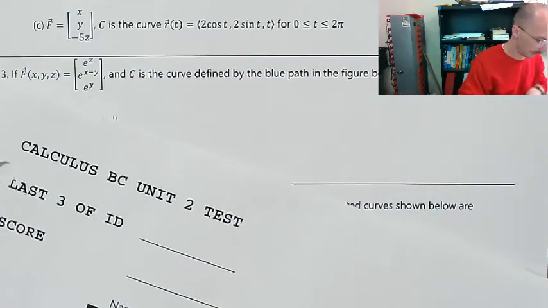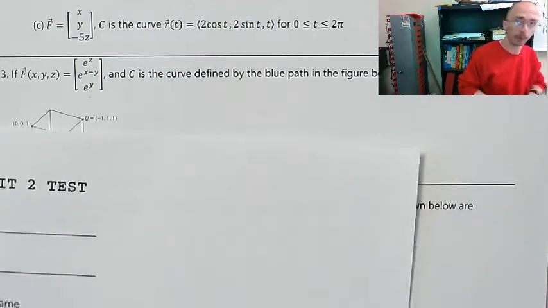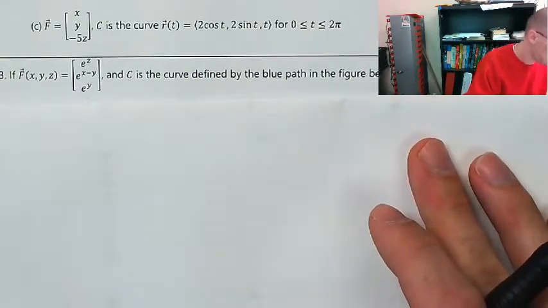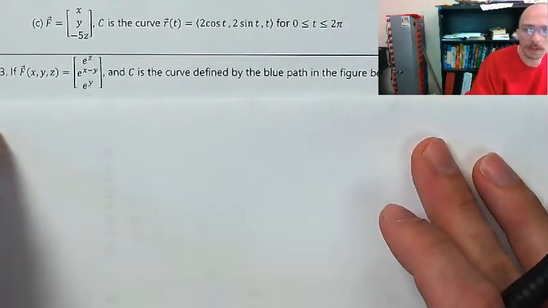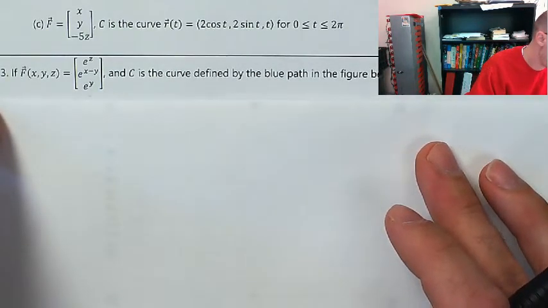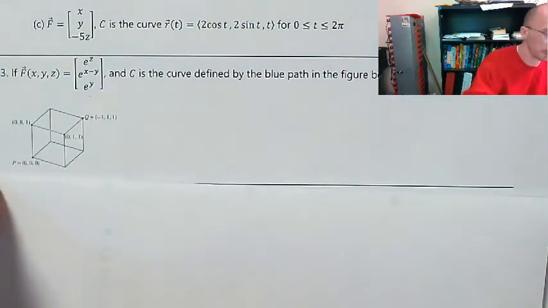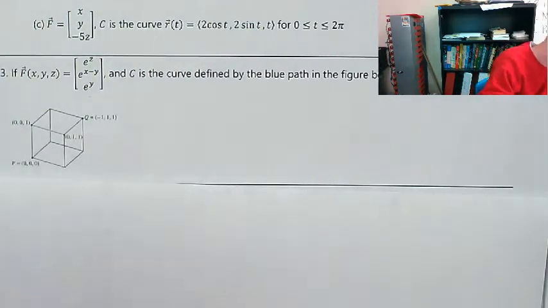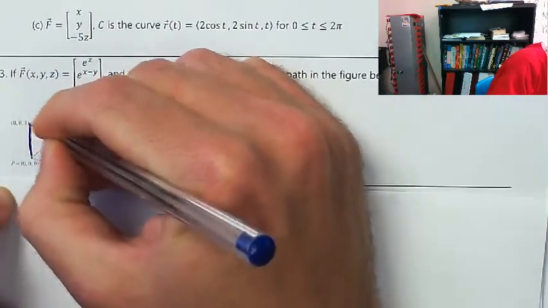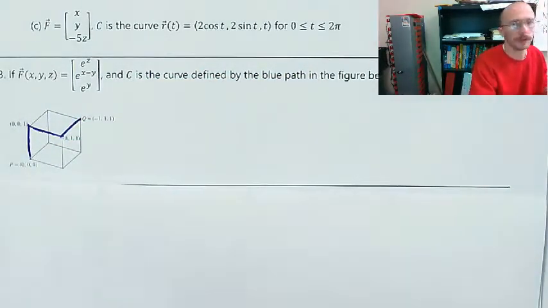Did not take nearly as much room as I thought it would. About 3 dimensions, more room. Alright. F is (e to the z, e to the x minus y, and e to the y). C is, okay, you can't see what the blue path was, but this was the blue path.